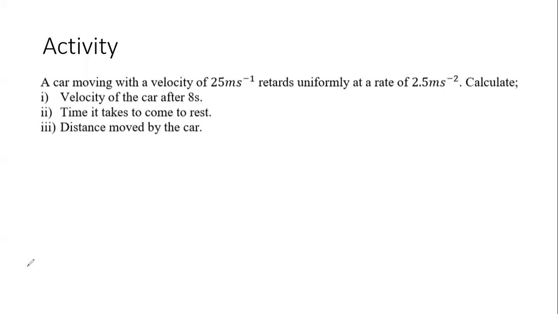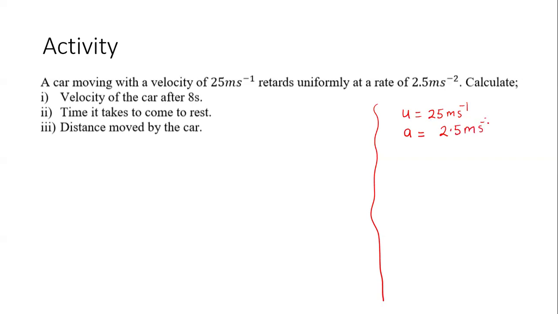So I interpreted the question, and it says a car was moving with a velocity of that. So I want to take that as our initial. Very good. But then it retards uniformly at a rate of that. So I want to call it deceleration or retardation. Very good. So that is our A. 2.5 meters. 2.5. Very good.